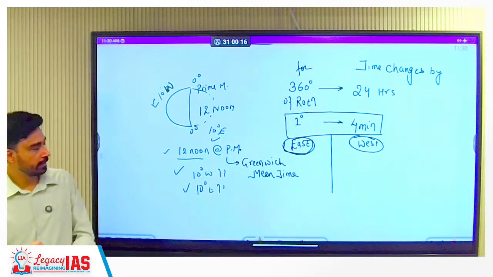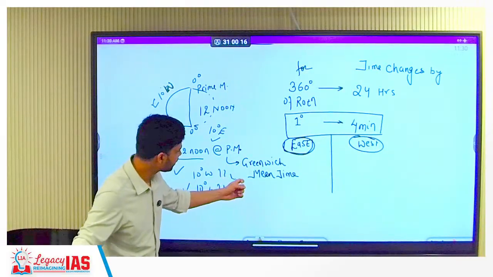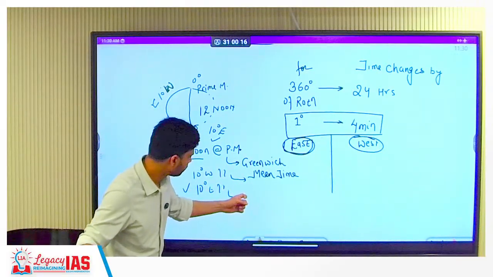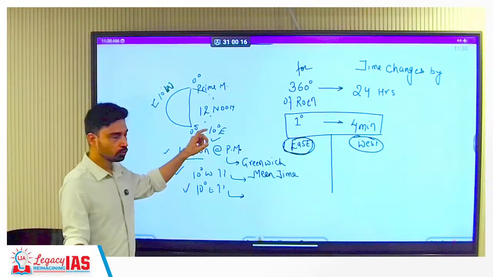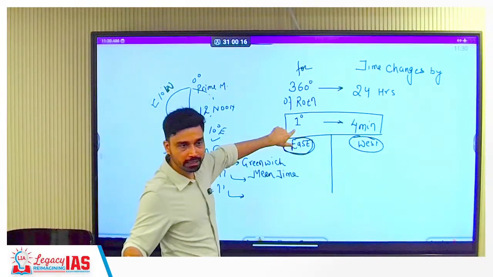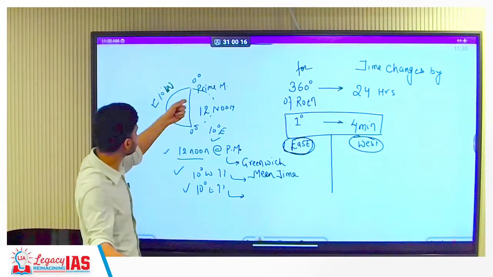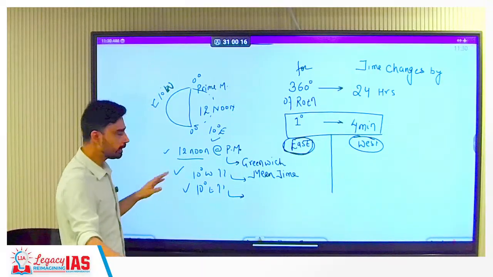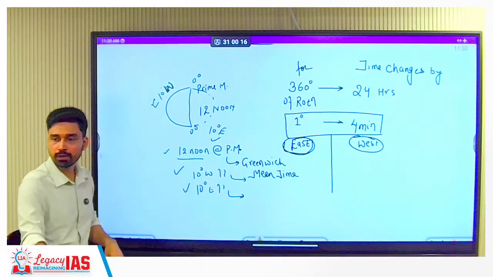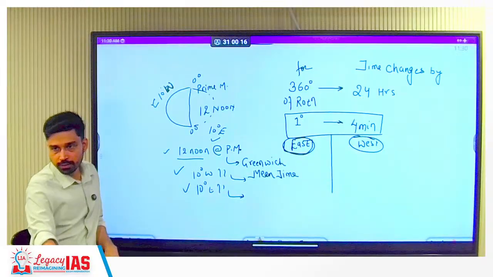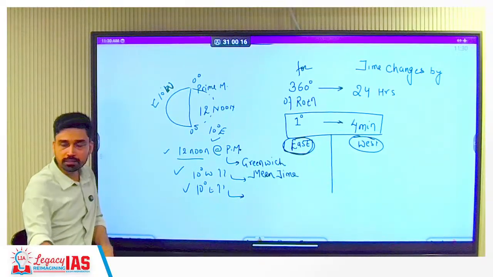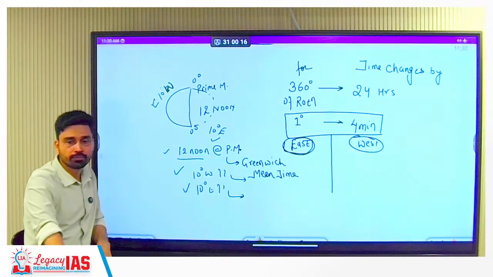Yeah. 10 degree west, first tell me, what should be the time? First of all, let us calculate the difference. So for every degree of rotation, time will vary by 4 minutes. What is the difference here? 10 degree. So we know that at both places time will differ by 40 minutes. So how to decide whether to add this 40 minutes or subtract the 40 minutes?